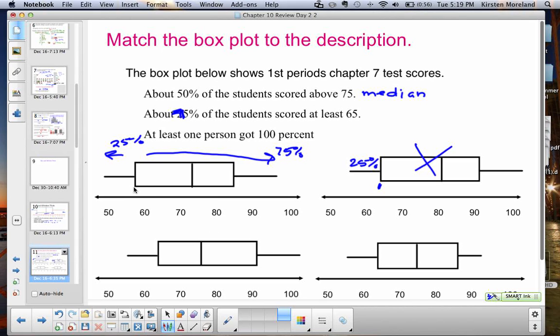Okay? So notice here, it doesn't look like that's going to happen because at least 25% of the students scored below a 58, it looks like. So that one's no good. And this one looks like our Q1 is at 65, so we have 2 left in the running. And then at least 1 person got 100%. That means our max is 100. So I look here and my maximum is not at 100, so the correct one must be this one right here.